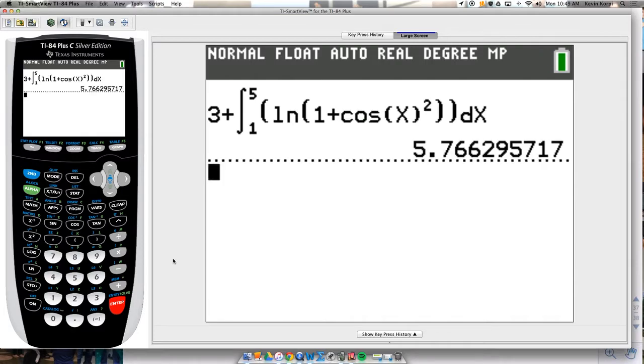5.766. Is that what y'all got? Because that would be an answer choice. Did anyone do it with me and get a different answer? Let's just say yes. Uh-oh. What is a possible error, even though it looks like it's typed in correctly? What could be a possible error when you're using your calculator in this case?